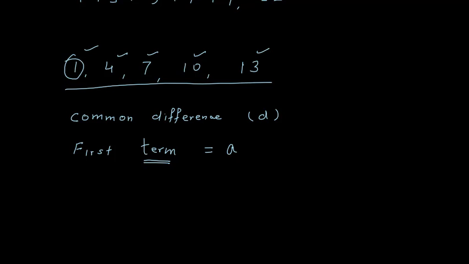Okay, and other terms we denote with T2, T3, T4 and so on. So here this 1 is your first term, this is your second term, this is your third term, this is your fourth term, this is your fifth term and so on. So this first term is also written as A. Okay, so your first term is A.